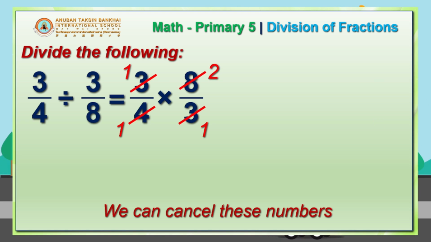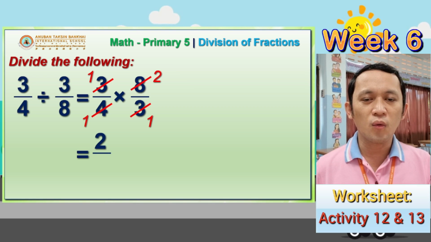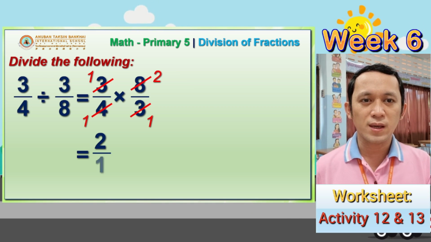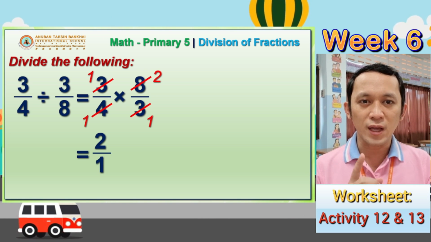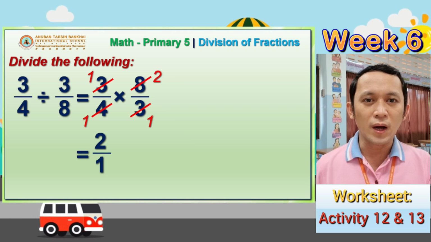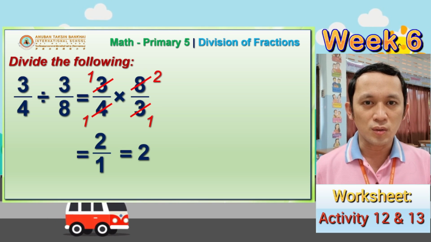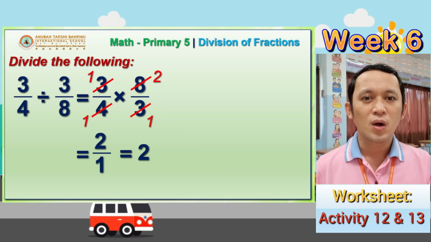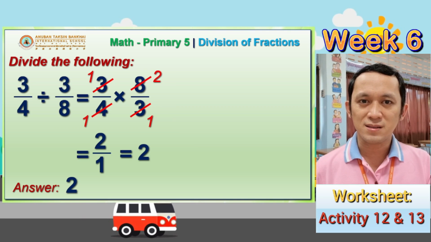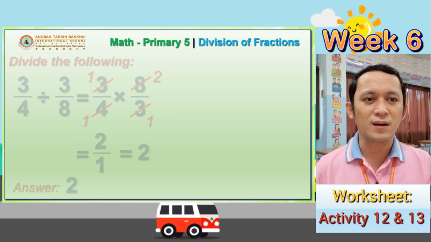Now, let's multiply these numbers. So we have 1 times 2, we have 2. And 1 times 1, of course, we have 1. So our answer is 2 over 1. Do not forget, we need to simplify our answer. So 2 over 1, we're just going to write there 2. So our final answer will be 2. As easy as that. Okay, now let's have another example here.